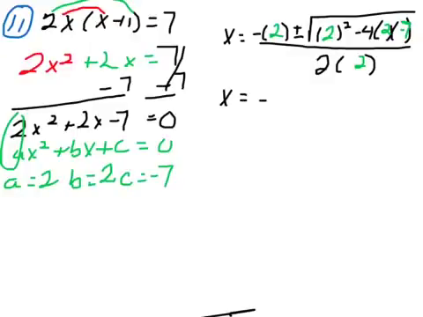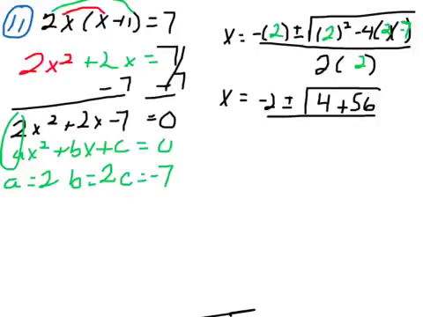All right, so it's negative 2 plus or minus the square root. 2 squared is 4. Now, negative 4 times 2 is negative 8, and negative 8 times negative 7 would be a positive 56. And on the bottom, we have 2 times 2 is 4. Okay.